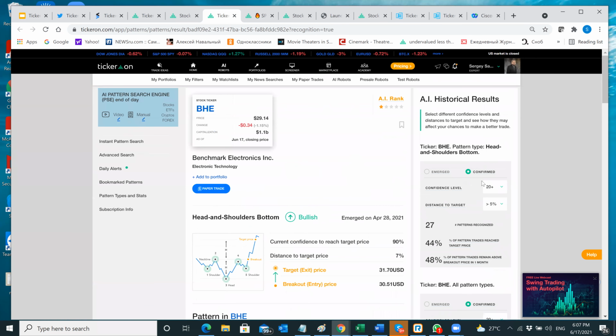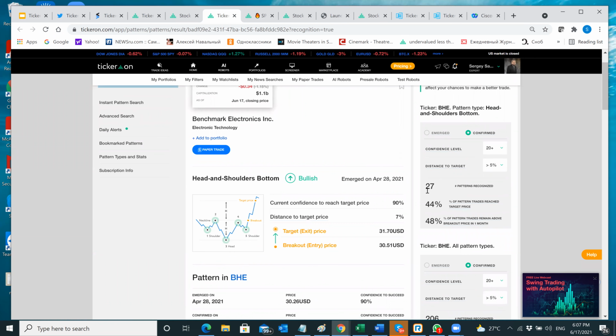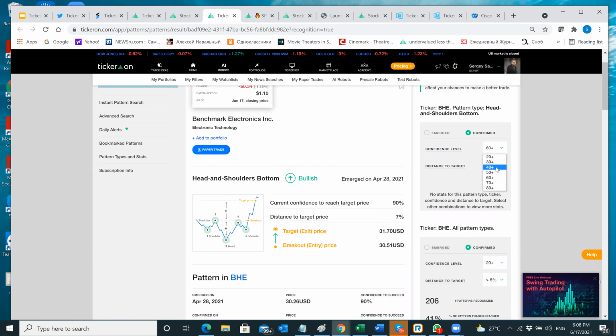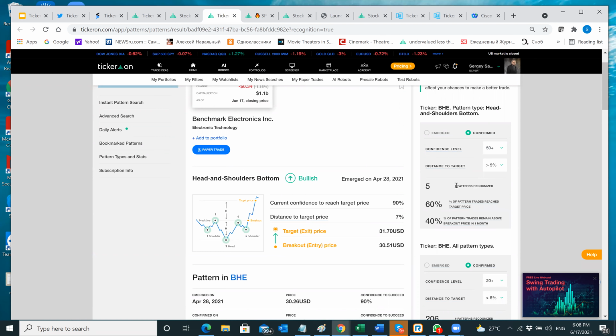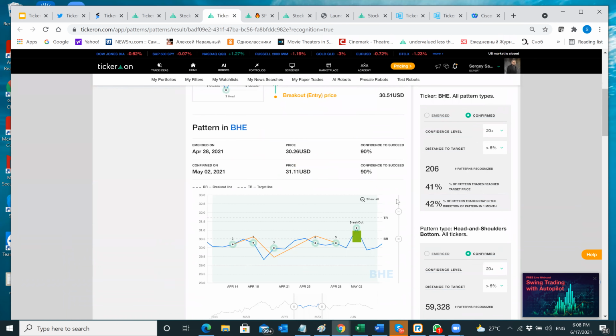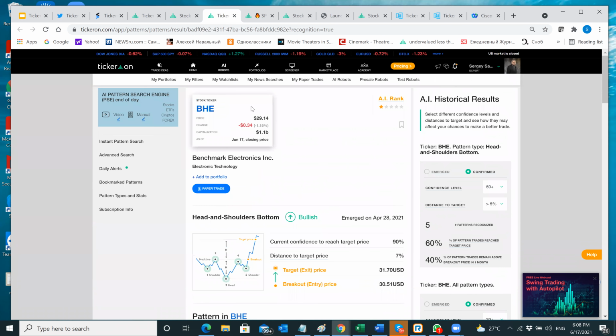So you can also look at this statistic. You see, this is the confidence level for this particular stock and this particular pattern. Let's make it, let's say, 60%. There's no data, 50%, yeah. You see, for 5 patterns, 60% reached the target price, okay? And this is the pattern search engine based on the end of day data. So it's when the market closes, there is the last price. That's what is called end of day data, okay?